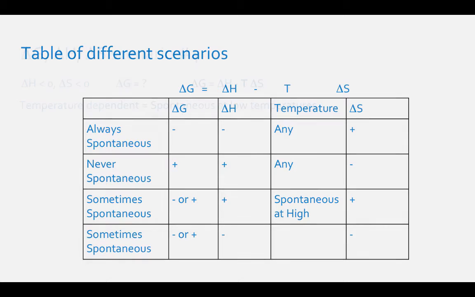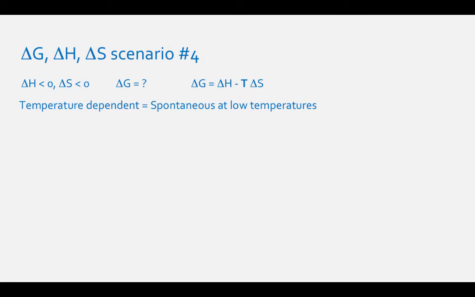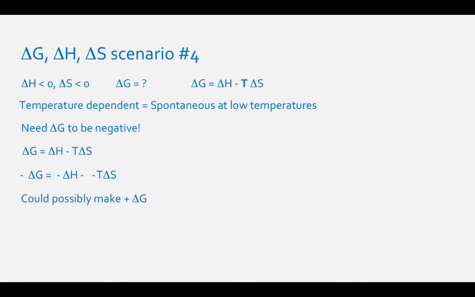If you said this reaction was spontaneous at low temperatures, you were correct. This is because we need our delta G negative for this to be a spontaneous reaction. If our delta H is negative, then this would cause our delta G to also be negative. But we are also subtracting a negative number from our negative delta H, so this could possibly make our delta G positive. Therefore, we need a smaller number than our delta H to subtract from our delta H to keep our delta G negative. This is possible if we have a small temperature, which means this reaction is going to be spontaneous at low temperatures.